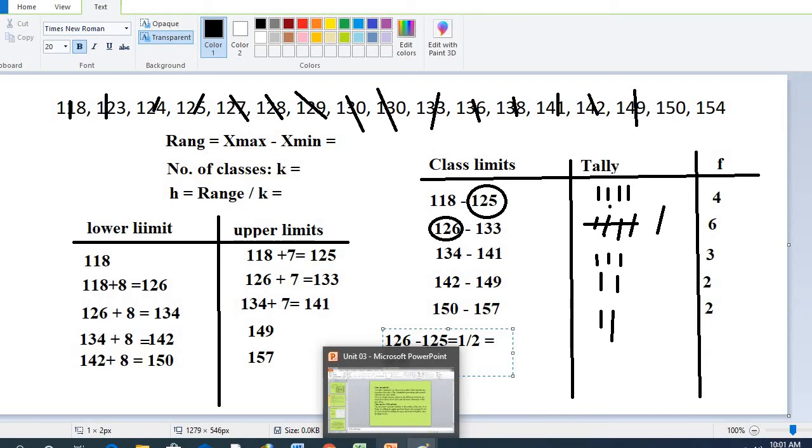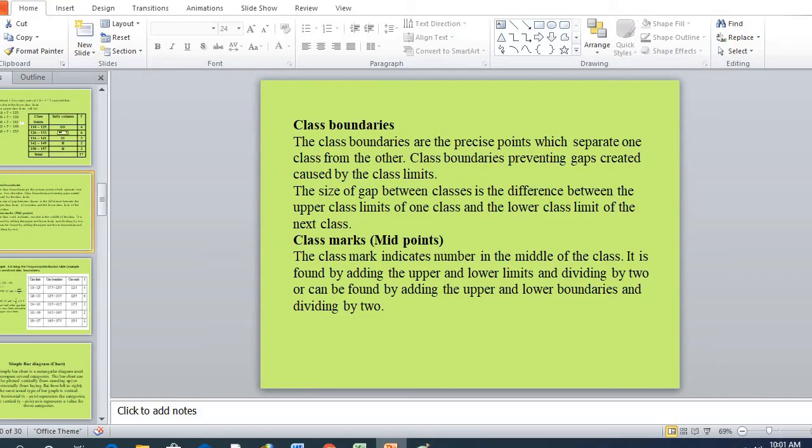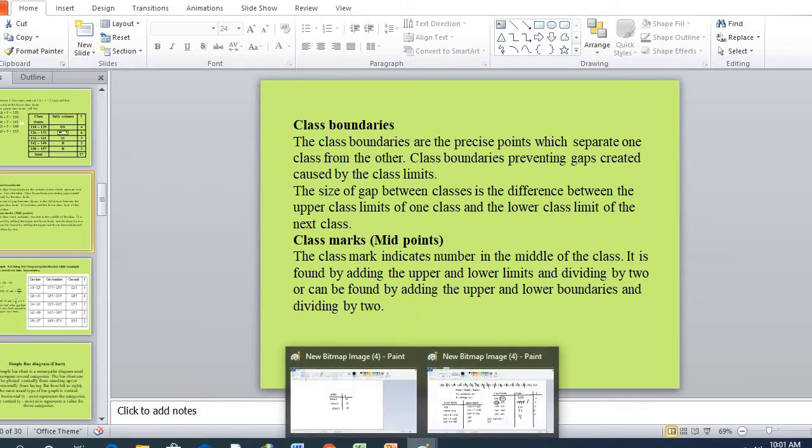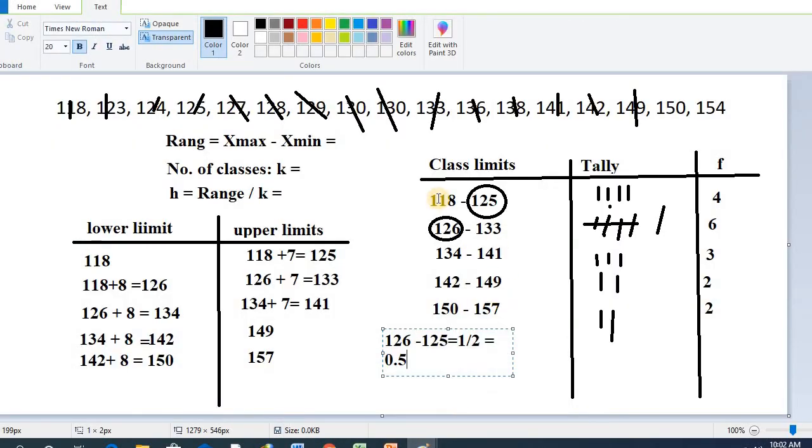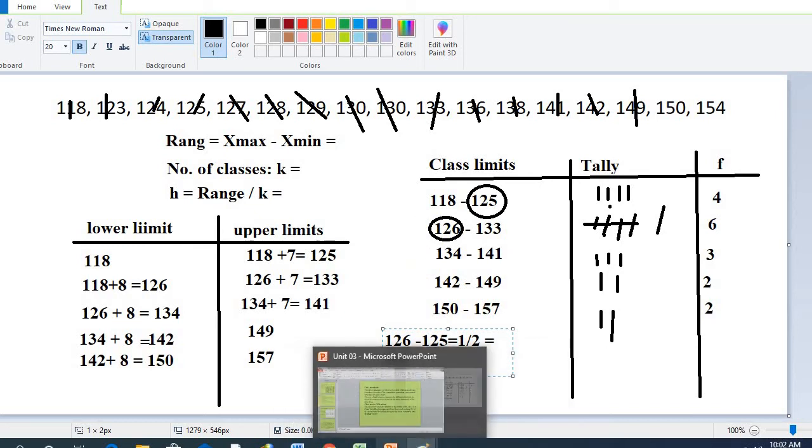The next is class mark. The class mark indicates the middle of the class. So adding the upper and lower class limits and dividing by 2, or adding the upper and lower class boundaries and dividing by 2, the class marks can be obtained, denoted by X.